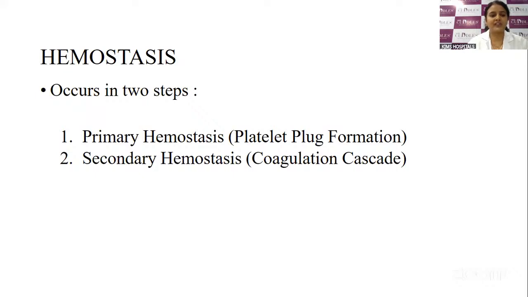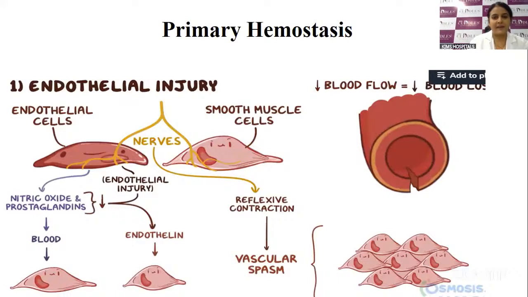Coming to hemostasis, it usually occurs in two steps. The first step is the primary hemostasis, which is the platelet plaque formation. And the secondary hemostasis is also known as the coagulation cascade. It is responsible for the formation and stabilization of the clot. Now, coming to primary hemostasis, it usually occurs in 5 steps.